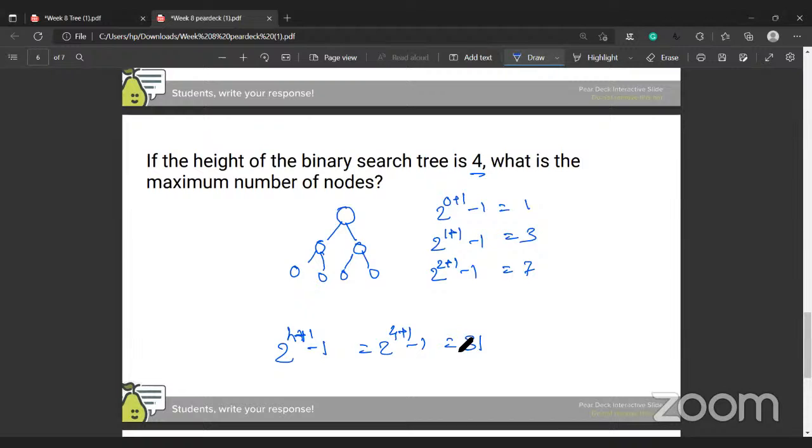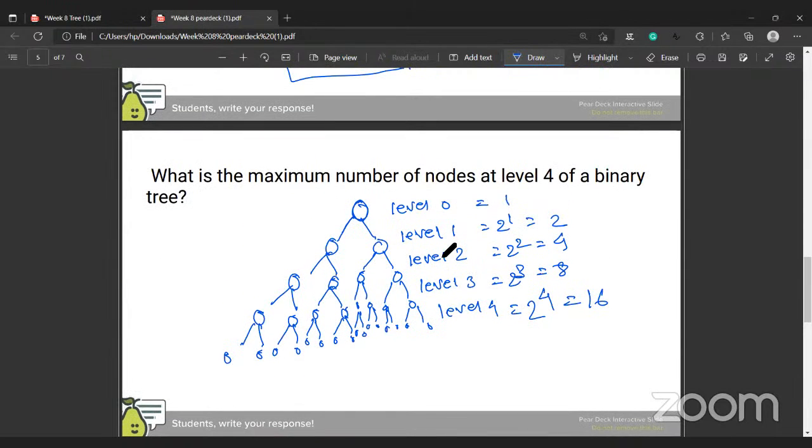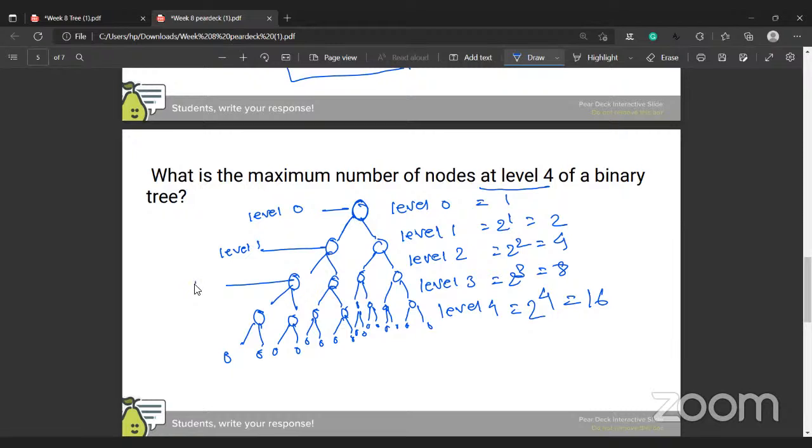Okay, so what is the difference between this question and the previous question? See, in this question we have asked what is the maximum number of nodes at level 4. This is level 0, sorry, this is level 1, this is level 2, level 3, and this is level 4. So we have asked the maximum number of nodes at level 4.